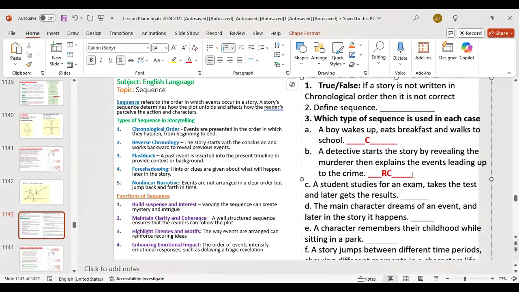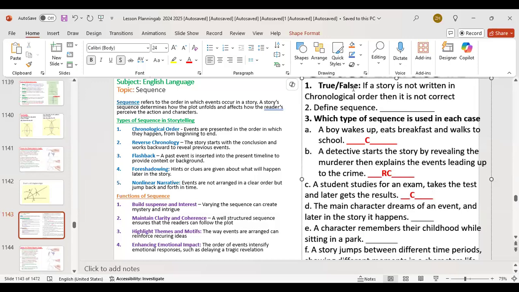How many persons got the first two right? All right, good. C, a student studies for an exam, takes the test, and later gets the results. Chronological order. Very good.